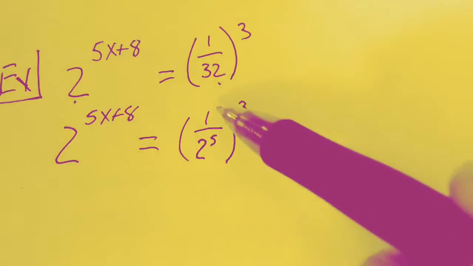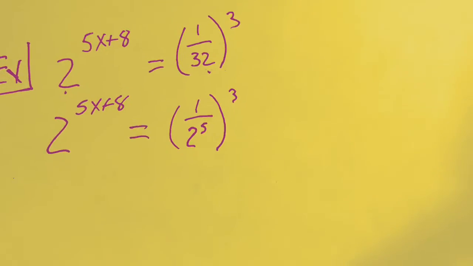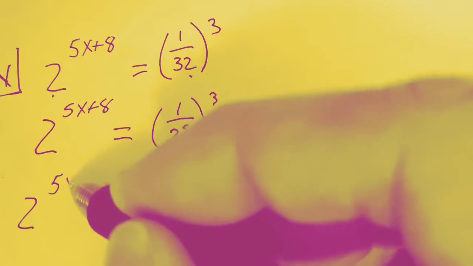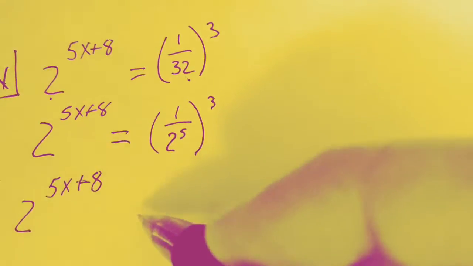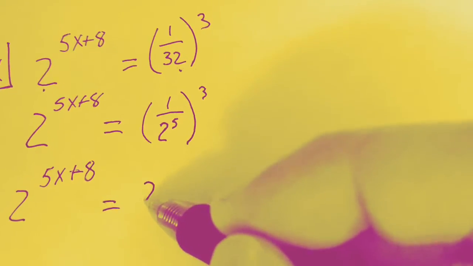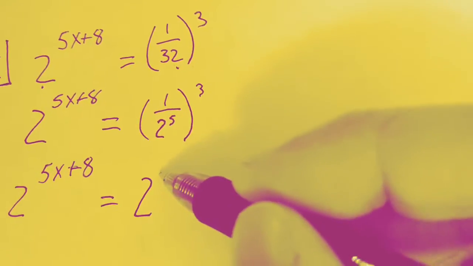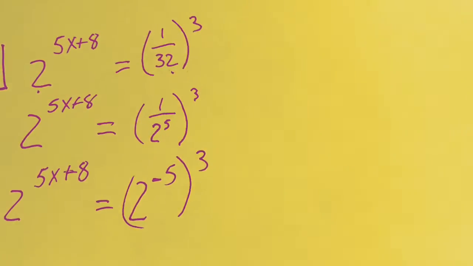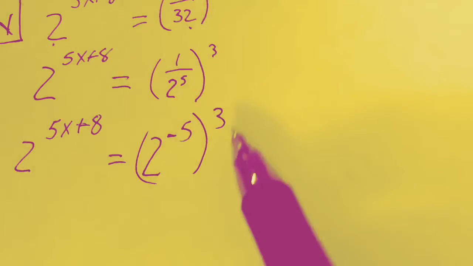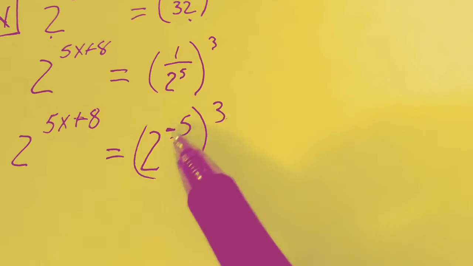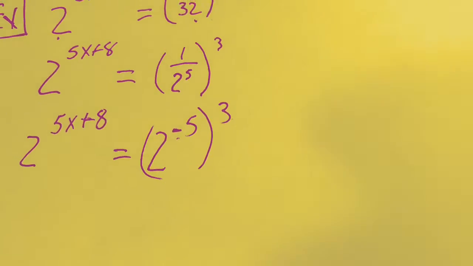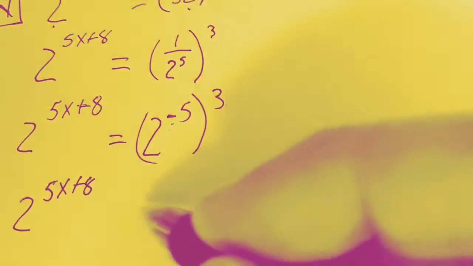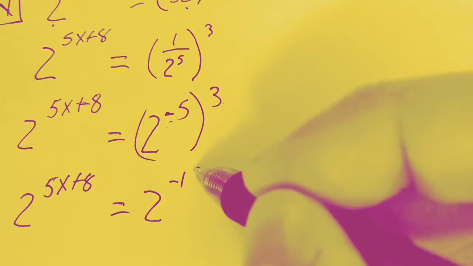Well, the next thing I need to do is I need this not to be 1 over 2, I need it to be 2. So still nothing changes here. 2 to the 5x plus 8 is now equal to, well, if I reciprocate this, that's my negative exponent. Now it's 2 to the negative 5th power, and this whole thing is still to the 3rd power. The only thing I have to be careful now is I need to multiply these. Power to a power, we multiply. So this becomes 2 to the 5x plus 8 equals 2 to the negative 15.